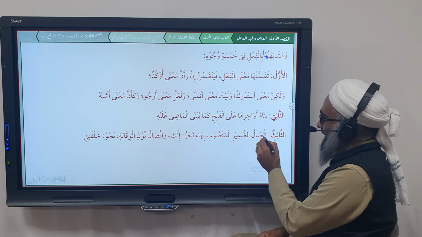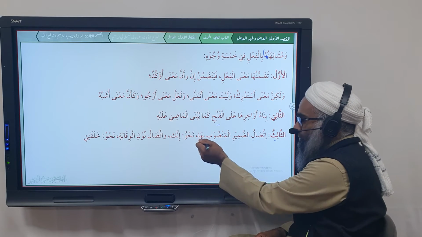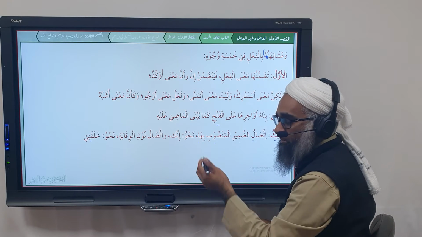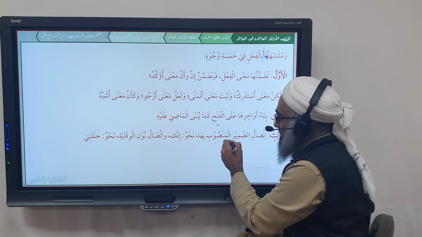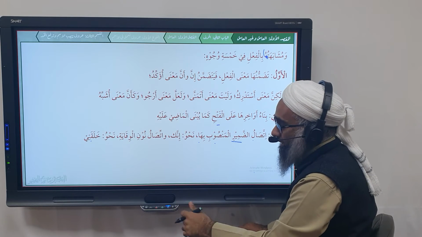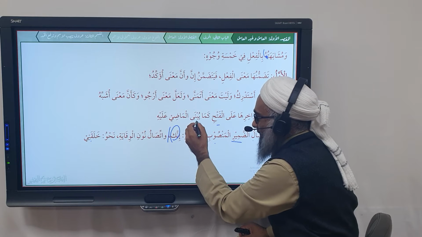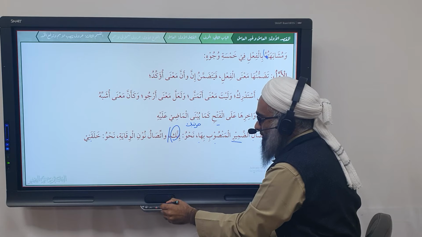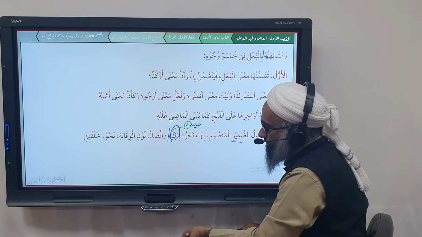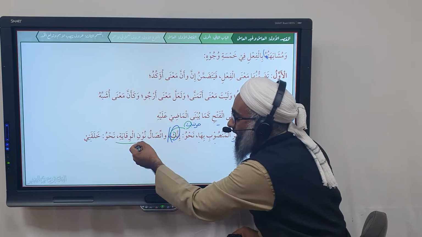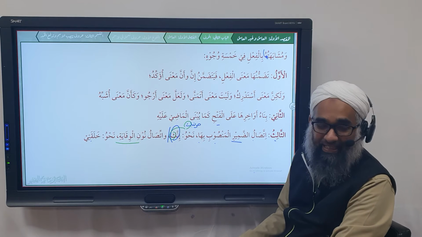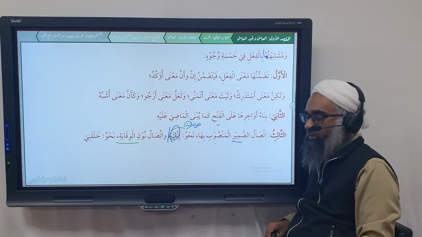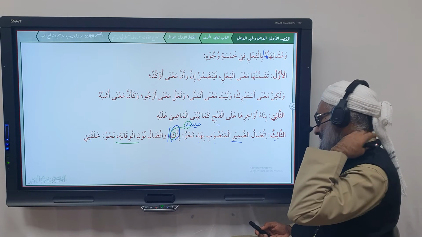Third thing is اتصال الضمير المنصوب بها. The same way you can have a ضمير منصوب at the end of a verb like خلقني, you can also have a ضمير منصوب at the end of these particles. Similarly, إنك, ضربتك, سمعتك. Both have a ضمير at the end. Similarly, they both have نون الوقاية at the end: خلقني, إنني, لكنني, ليتني, لعلي. لعلي is an exception, but you can have a نون وقاية at the end.